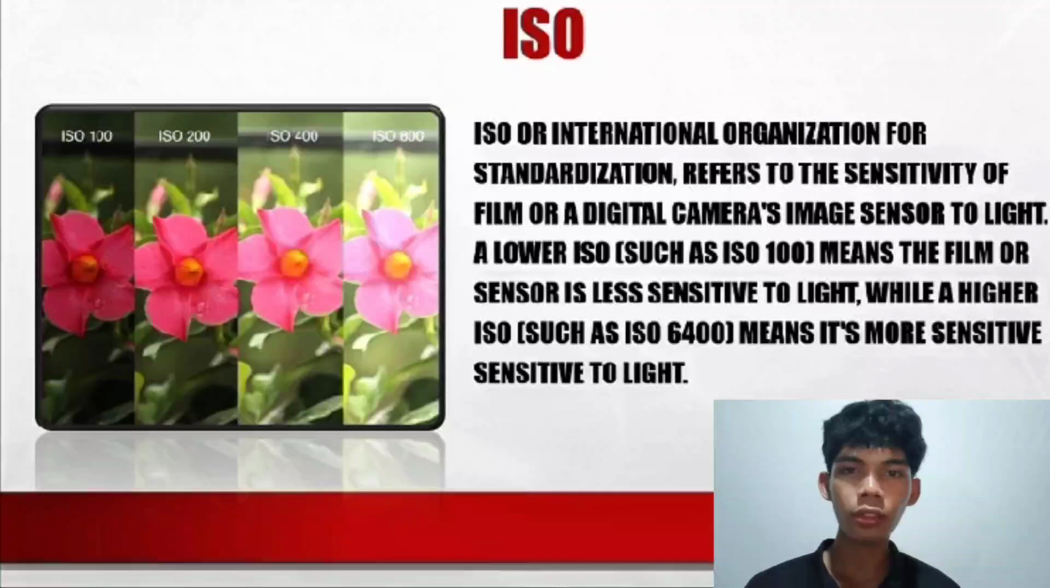ISO, or International Organization for Standardization, refers to the sensitivity of film or a digital camera's image sensor to light. A lower ISO, such as 100, means the film or sensor is less sensitive to light, while a higher ISO, such as 6400, means it's more sensitive to light. ISO is a numerical setting that indicates how sensitive your camera's image sensor is to light, balancing image quality, brightness, and noise, and it is a core component of the exposure triangle.